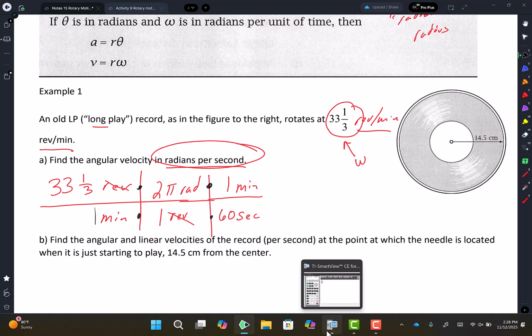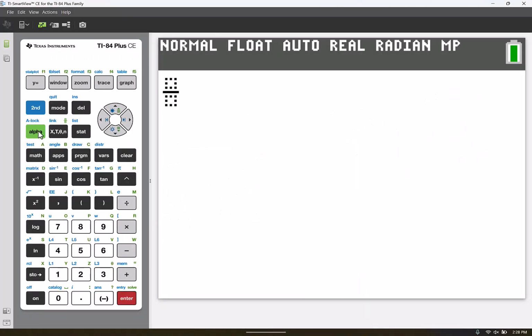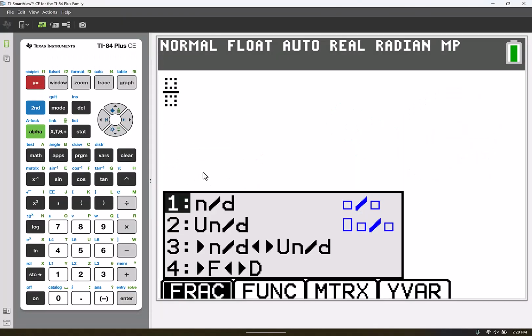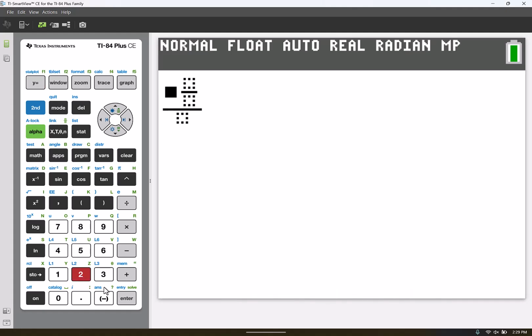Let me show you. So in the numerator, push alpha again. Push the y equals, and look, push the number 2. See, U-N-D. Push number 2, or scroll down and push 2. And the third is, see, put 33 1/3, like so. And then I'm going to move to the right.